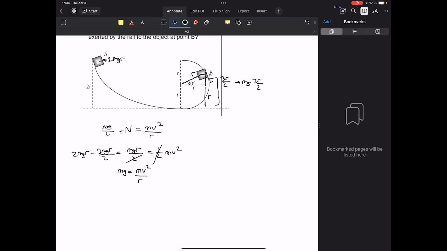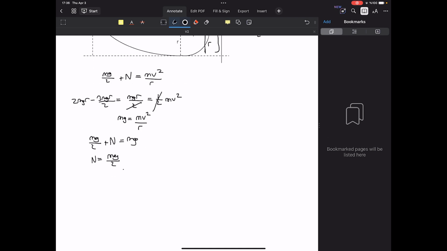So now mg/2 plus the normal force is equal to mg. That means the normal force is equal to mg/2. That's it for this question.